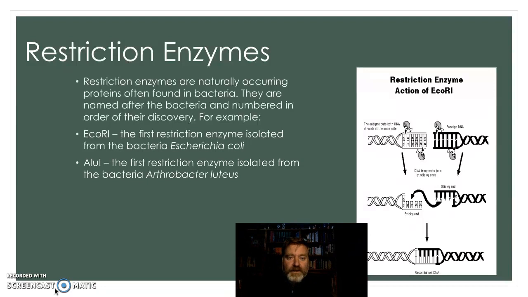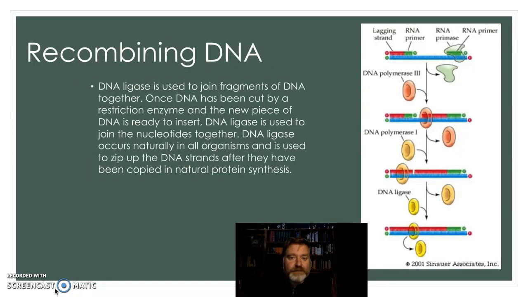E for Escherichia, CO for coli, R, they dropped the R after a while, for restriction enzyme, and one was the first one. So the first one taken from Arthrobacter luteus is called AluI. And we'll play with those. We've got some activities to see how that works. Pretty straightforward stuff. Really useful material. And we'll talk about the basics later.